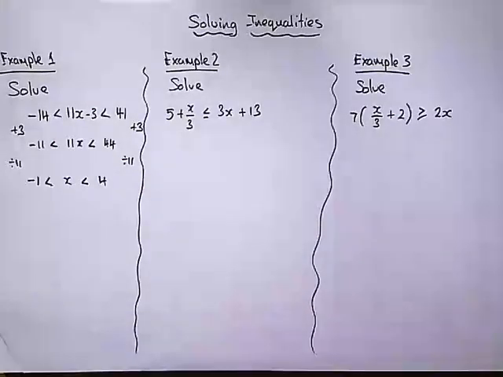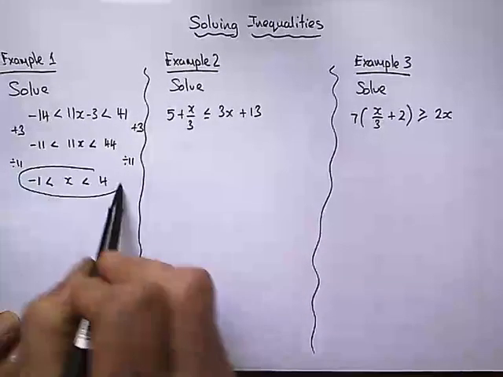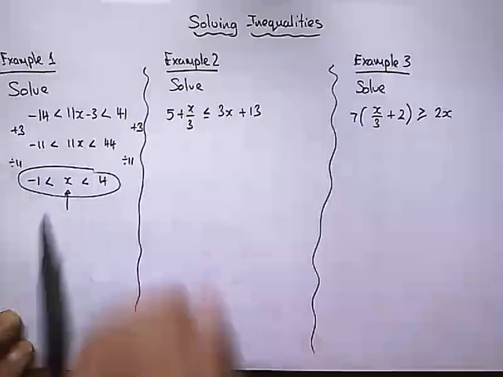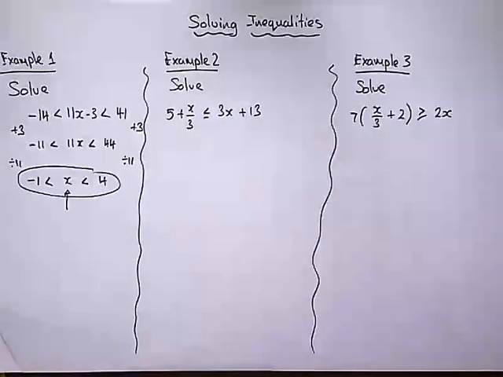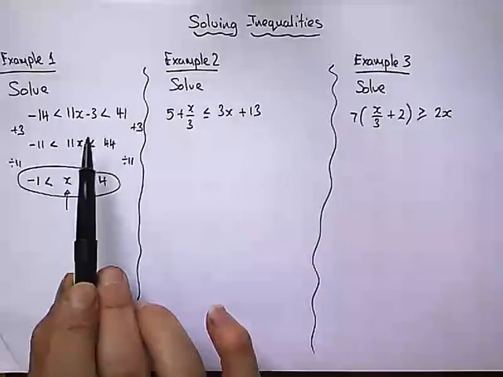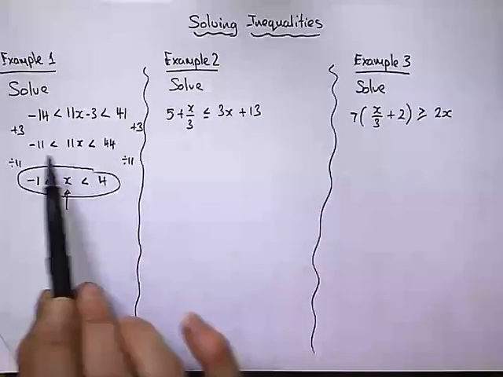Okay, so this is what we're aiming for. We're aiming to get x on its own in the center. Okay, when we are solving, it's basically a double-sided inequality.